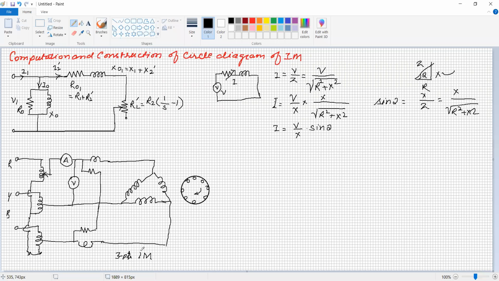It may be delta connected, it may be star connected. There is no problem at all. To measure the different parameters like voltage, current, and power, an ammeter is connected. This is the AC ammeter.